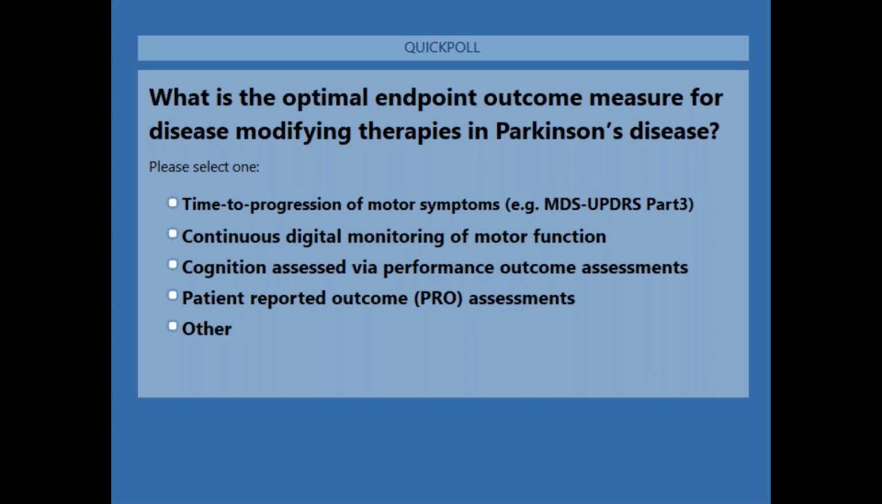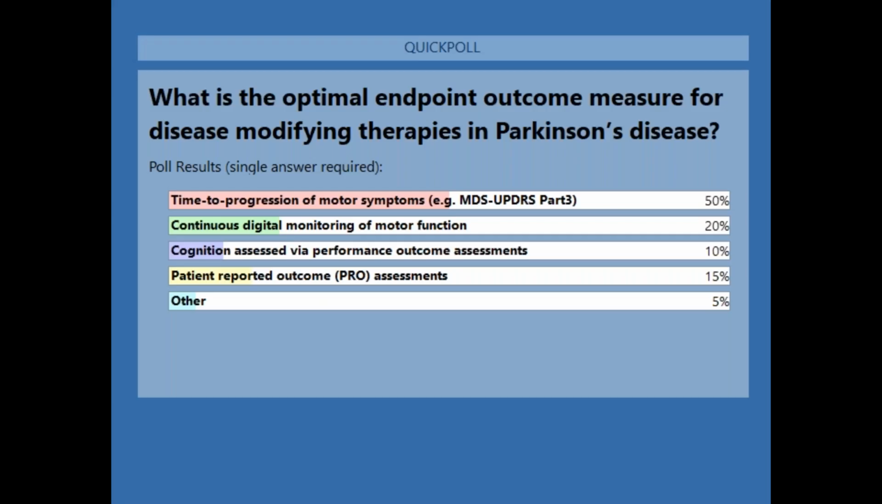Looks like most of you have submitted your answer, so thank you very much for participating. Let's go ahead and take a look at where the results have come out. It looks like we have 50% of you selecting the time to progression, 20% for continuous digital monitoring, 15% for patient-reported outcome, 10% cognition assessment, and then 5% of the rest of you for other. So thank you so much for participating. And Dr. Aguirre, it's back to you.